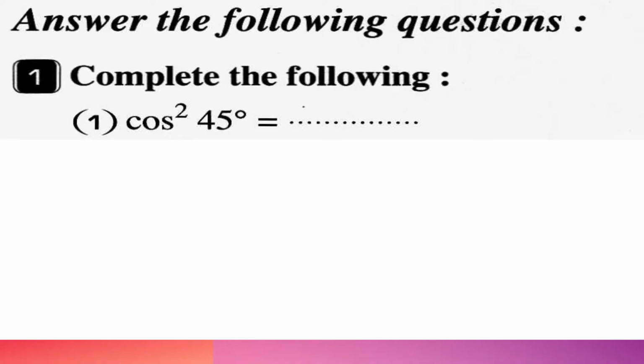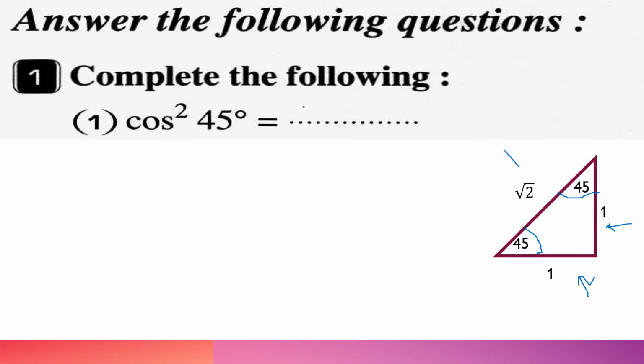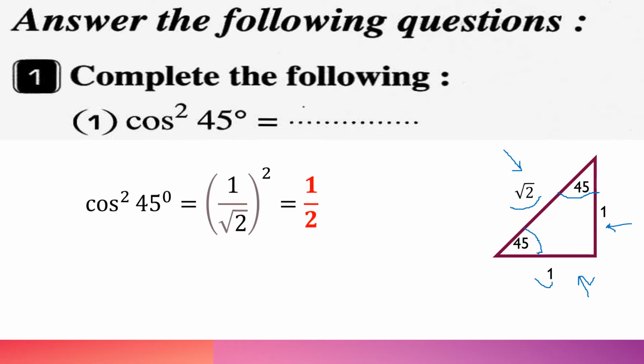Answer the following questions. Complete the following. Cosine power 2 angle 45. You know before that if I have a triangle with a right angle and one of the other two angles is 45, then the other angle will be 45. Then we know that the ratios are 1, 1, root 2 for the hypotenuse. Then cosine 45 equals adjacent over hypotenuse, which is 1 over root 2. All power 2 gives 1 over 2.